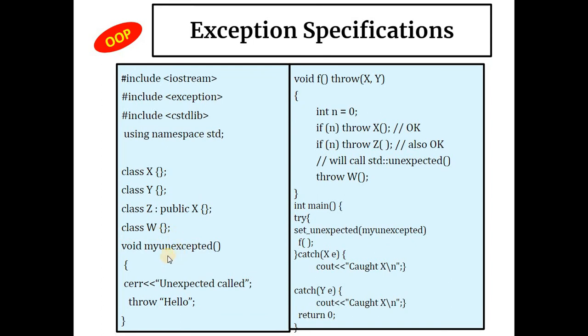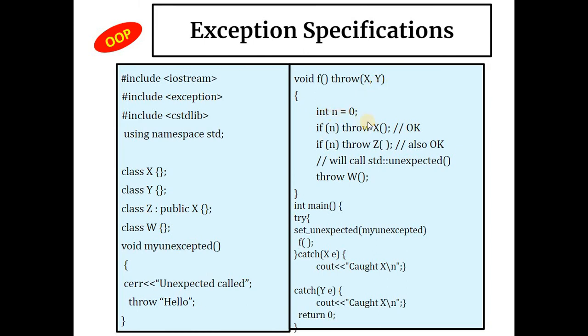There is one function named void myunexpected, which is not a function of any class X, Y, Z, W, but it is just a function where we have displayed that it is an unexpected call, and we are throwing one type of exception, that is a string type of exception, "hello". Now we are writing the f function, and inside the f function we have written throw(X, Y). That means while defining this function, we have said that the f function can throw only X as well as Y objects. It cannot throw any other type of exception. It can throw an exception of class X or class Y, no other exception.